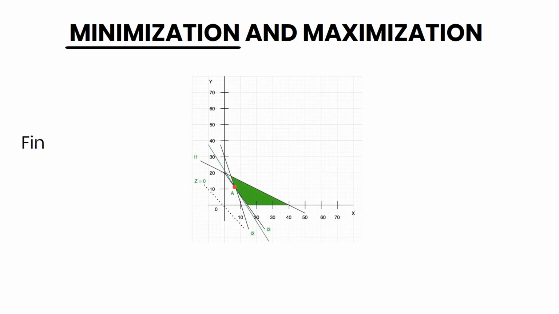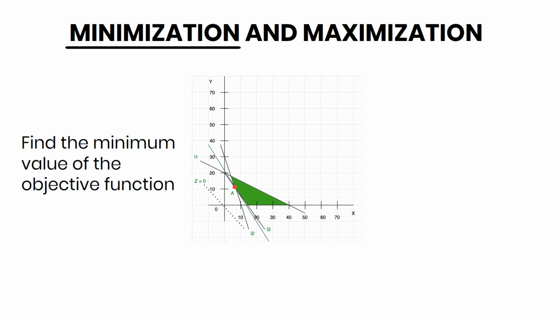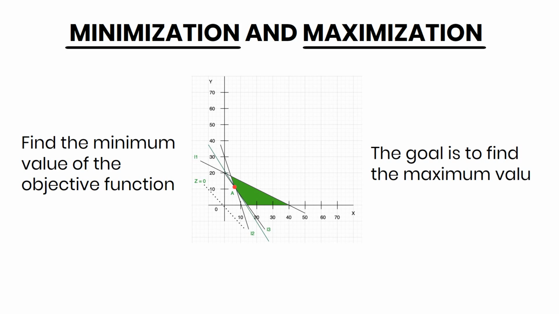The difference between minimization and maximization problems lies in the objective function. In a minimization problem, the goal is to find the minimum value of the objective function, such as minimizing costs or resource usage. In a maximization problem, the goal is to find the maximum value, such as maximizing profit or output. The formulation and solution methods for both types of problems are similar, but the interpretation of the objective function differs.